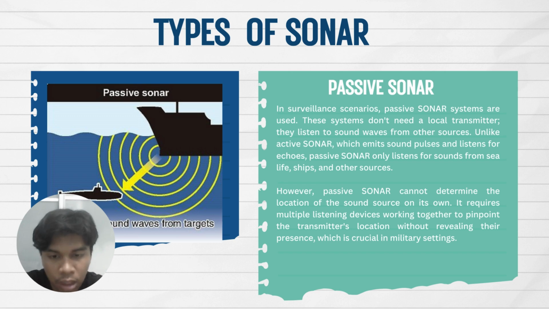Unlike active sonar, which emits sound pulses and listens for echoes, passive sonar only listens for sound from sea life, ships, and other sources. However, passive sonar cannot determine the location of the sound source on its own. It requires multiple listening devices working together to pinpoint the transmitter's location without revealing their presence, which is crucial in military settings.